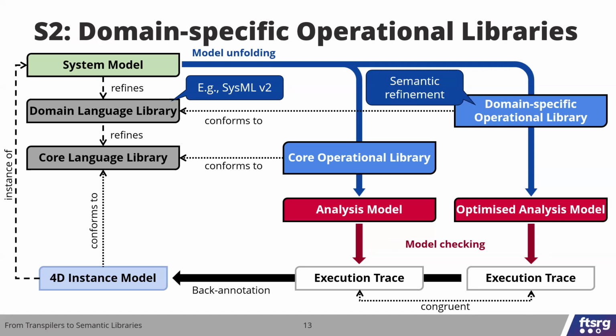One note here, however, is that we need to ensure that the execution traces are congruent to each other, because otherwise the 4D instance model will not be compatible or conformant with the original core language library. Congruence here means that if we hide some of the actions or some of the kinds of steps that our model takes, the different execution traces can be considered equivalent. So, for example, the abstract or domain-specific library hides some of the intricate internal steps that we do not need for model checking.